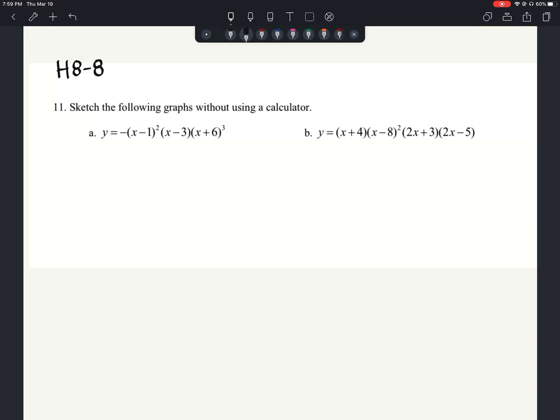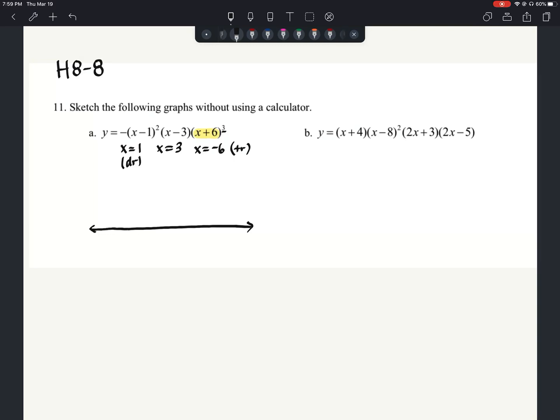So looking at letter A, I'm going to just draw out an x-axis here. And let's look at what we've got in our equation. A couple key things to point out. We've got an x plus 6, which means that our root there is going to be negative 6, and that is going to be a triple root, because we've got that third power. We've got x equals 3, and that one's just a single root. And then we've got x equals 1, and that one's a double root.